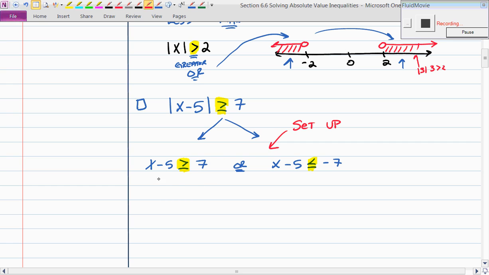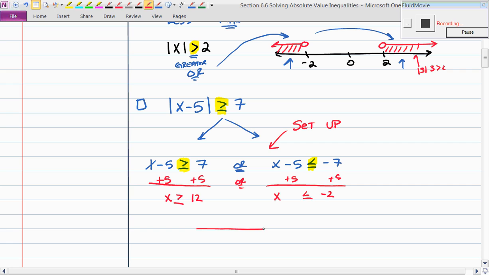Then we simply solve like we normally would. So we'd say add 5, add 5. So we'd say x is greater than or equal to 12. Or we would add 5 to both sides, add 5 to both sides. x is less than or equal to negative 2.